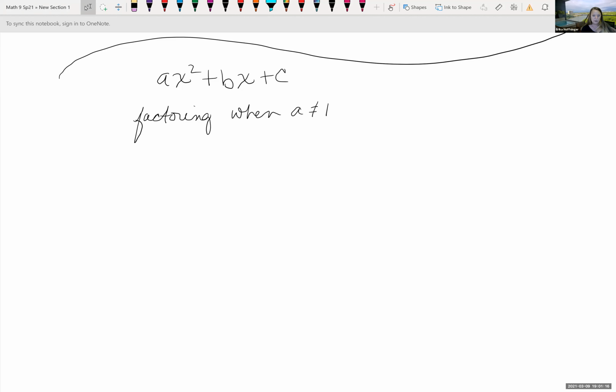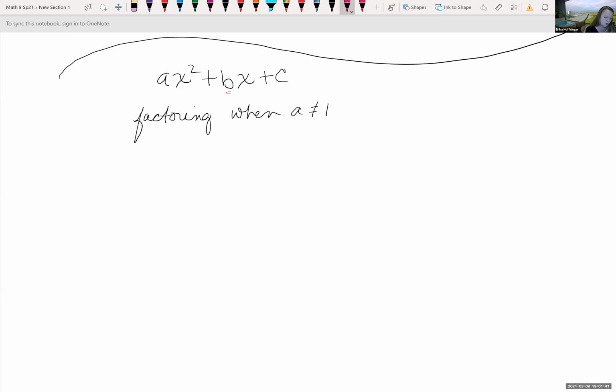So I just kind of want to go back and review from algebra. If you had a quadratic function, ax squared plus bx plus c, and we wanted to factor this. If a, the coefficient in front of x squared, is 1, that makes our life so much easier. That's where you're just trying to find the two numbers that multiply to give you that constant c and add to give you that middle term b.